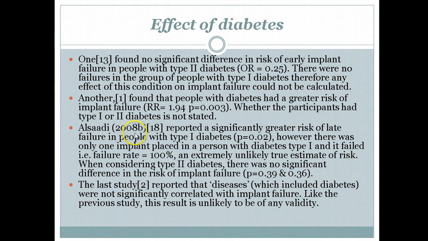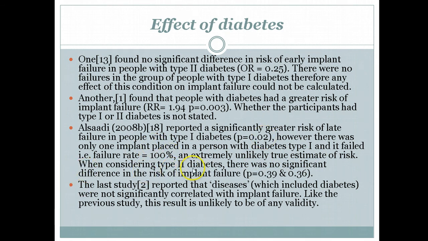Asadi's 2008b reported a significantly greater risk of late failure in people with type 1 diabetes. However, there was only 1 implant placed in a person with type 1 diabetes, and it failed. If you have 1 and it fails, that's 100%, and an extremely unlikely true estimate of risk. So that's not being realistic because of the size of the pool.